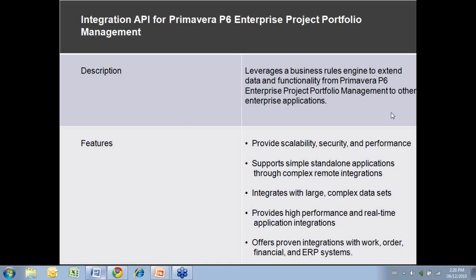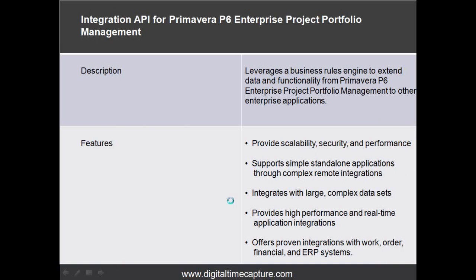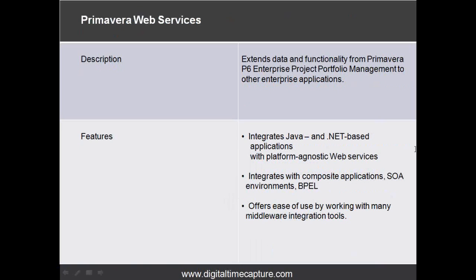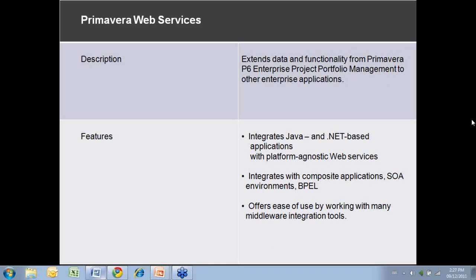So with that, we'll pop into the web services. So again, the description on the web services is just extends data functionality from Primavera to other enterprise applications. So similar to API, again, we would typically employ the API approach through web services to ensure that we're following the business logic within Primavera. And then some of the features are integrates Java and .NET based applications, integrates with composite applications, and offers ease of use by working through many middleware integration tools.